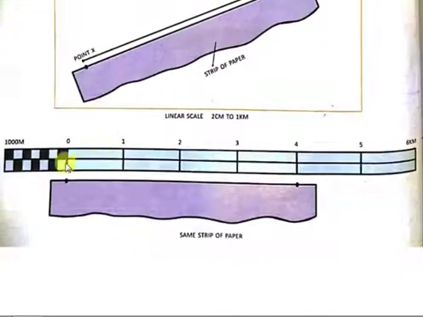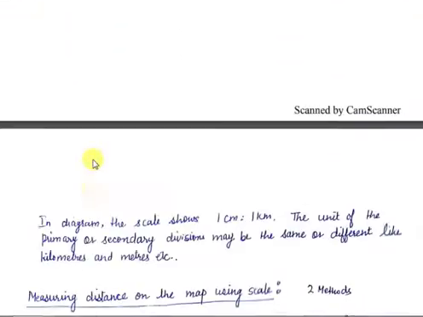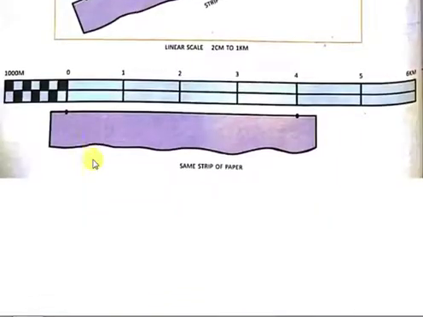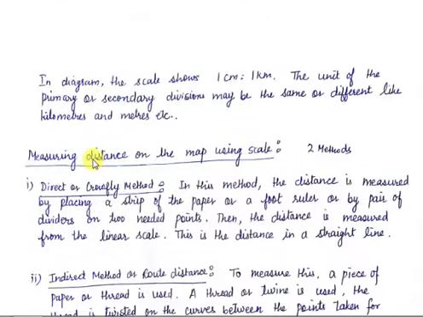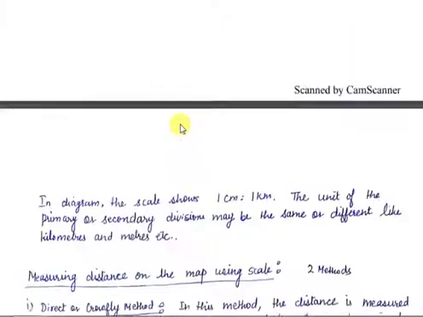This is a type of linear scale, where the primary divisions have smaller divisions also. In the diagram, the scale shows 1 centimeter is equal to 1 kilometer. The unit of the primary or secondary divisions may be same or different, like kilometers and meters, etc.